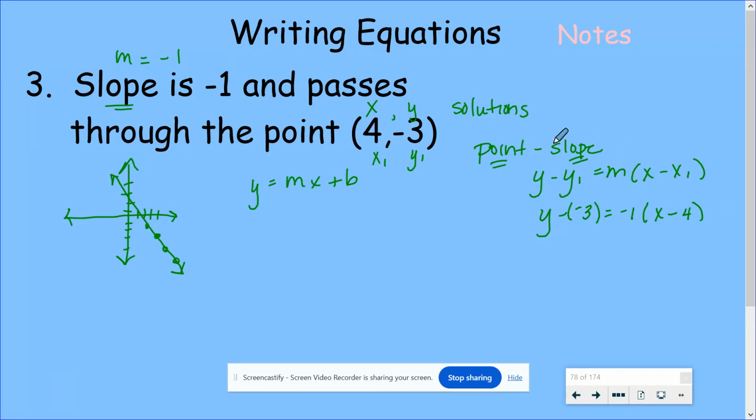So again, I'm going to use the point-slope formula to solve for y equals mx plus b, since I'm given a point and the slope. So now I'm just going to clean this up a little bit. So that's going to become y plus 3, and I'm going to distribute my negative 1.